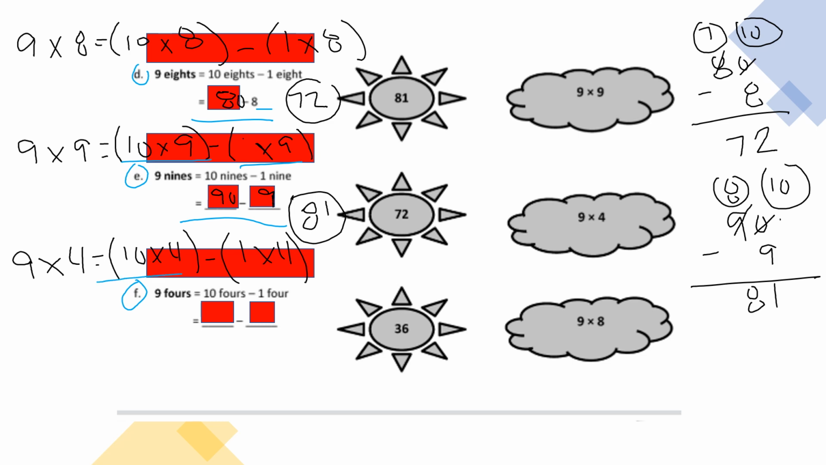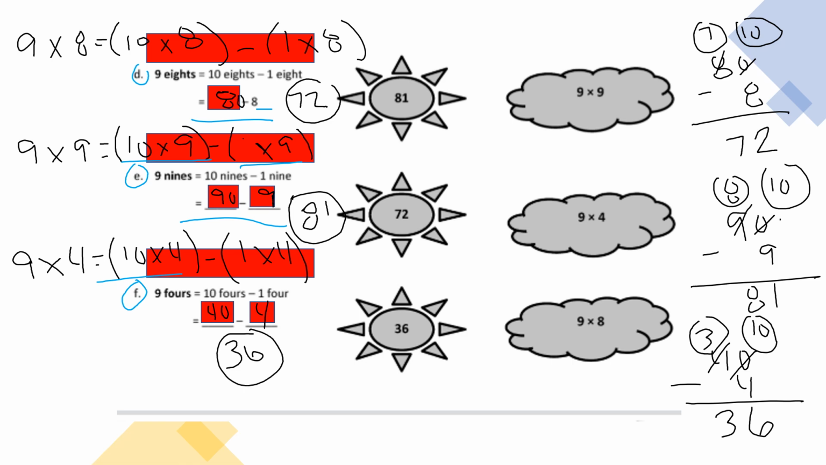10 times 4 is what? 40. Good. Minus 1 times 4. And 1 times 4 is 4. Now we have 40 minus 4. Okay, well, 40 minus 4. 0 minus 4, can't do that. Let's go next door. Turn that 4 into a 3, have to borrow. That 0 becomes a 10. So now we have 10 minus 4, which is 6. 3 minus 0, which is 3. 40 minus 4 is 36.